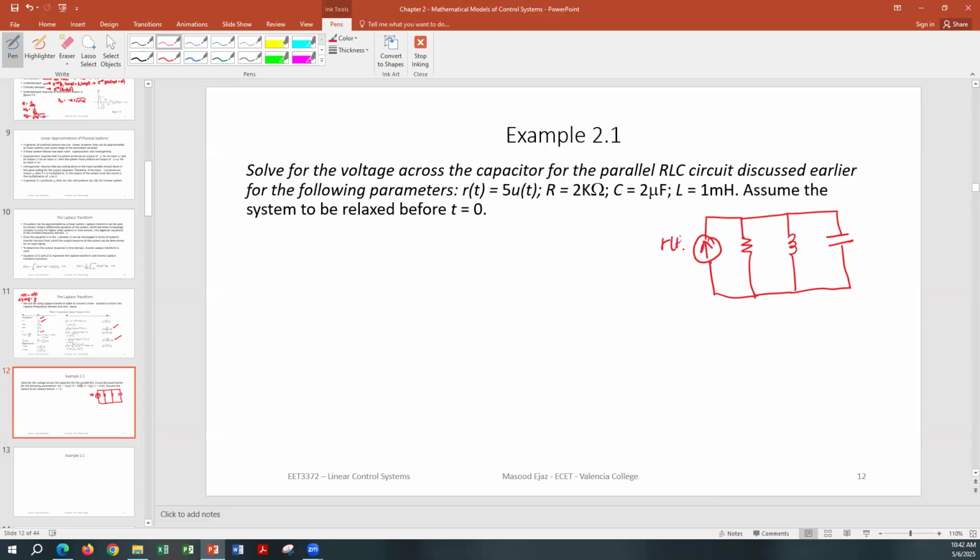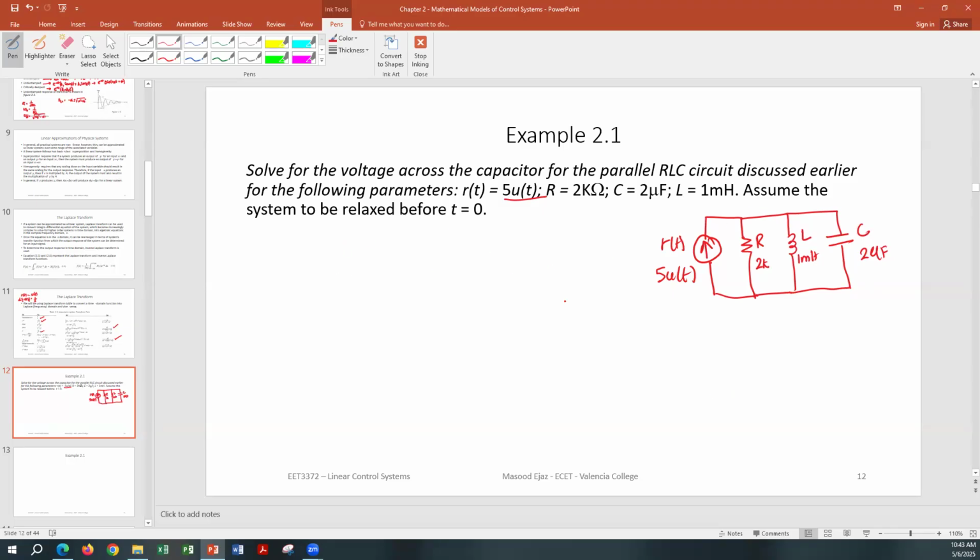This is i(t), which is given as 5 u(t). This is R, which is given as 2 kilo ohm. L is 1 millihenry, and C is 2 microfarad. Again, this is just practice of Laplace transform. This can be a part of a control system, not the whole control system, but part of it, as a band pass filter basically.